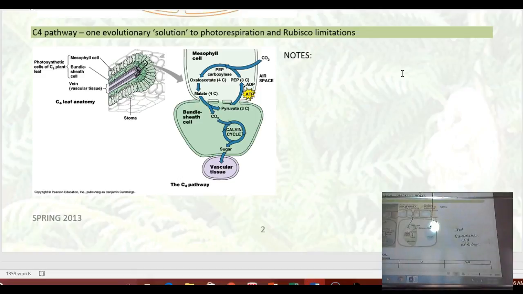So largely speaking, it's the Poaceae family or the grass family that's C4, but there are other examples, some broadleaf plants that are also C4. But the CAM pathway, crassulacean acid metabolism, is pretty much reserved for succulents and desert types of plants.